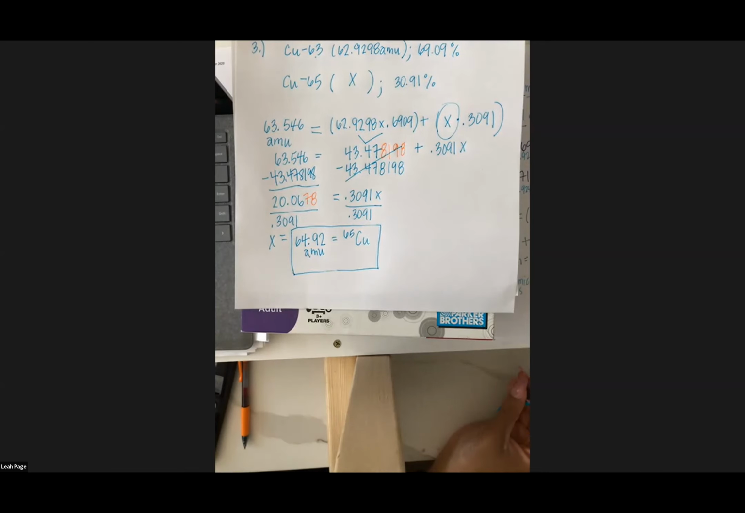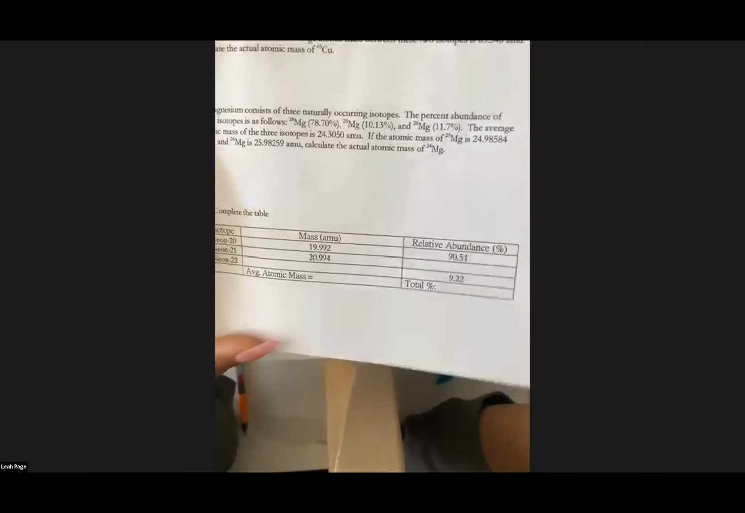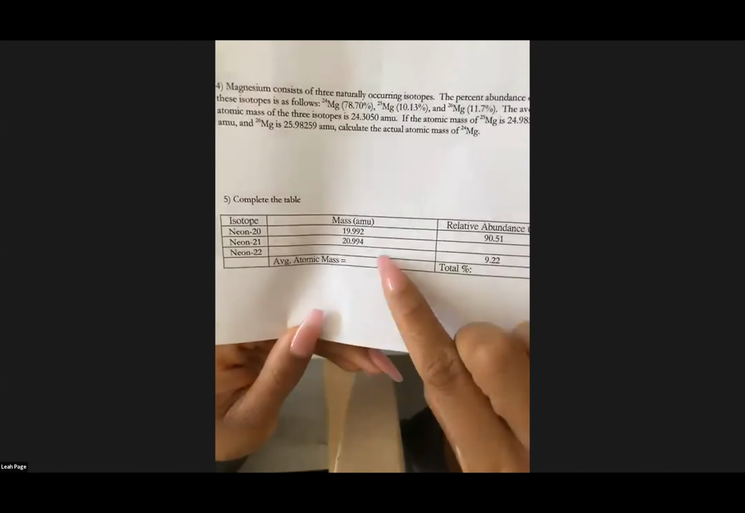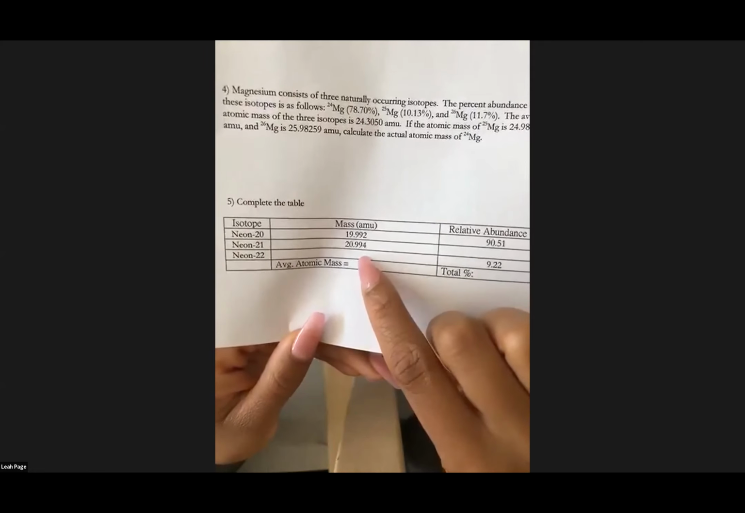Number 4 is the exact same way as number 3. I'll leave that for you to practice on your own. But number 5, I just want to make sure we can figure out what's missing. So number 5 looks like this. It's a table. It tells us the percent abundance. We're missing 2 blanks. Let's see if you can figure out how to find the missing percent abundance, and then how to find the missing isotope's mass. You should look at the periodic table to figure out the average atomic mass.